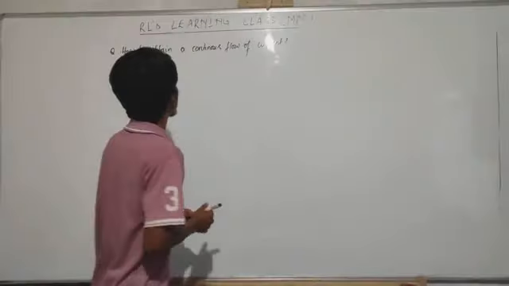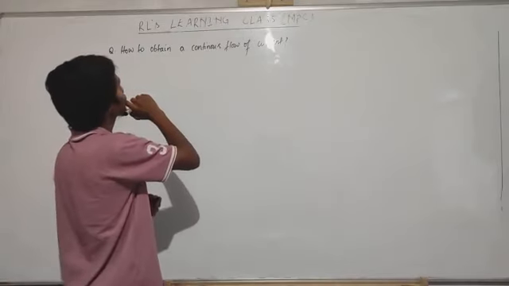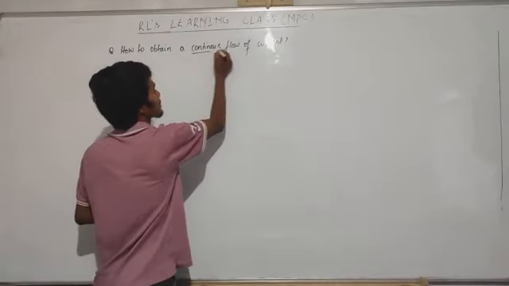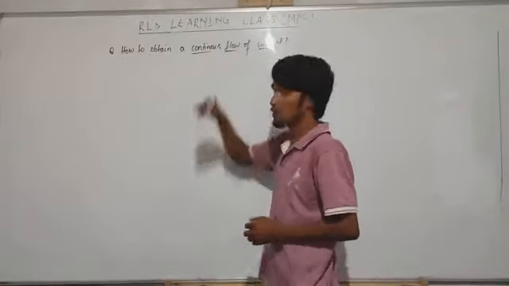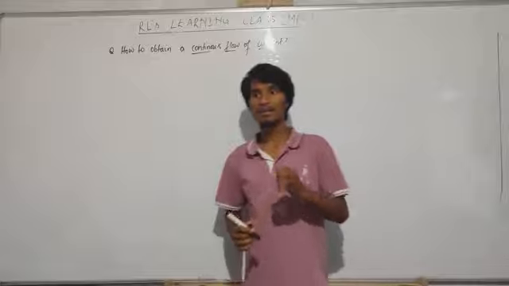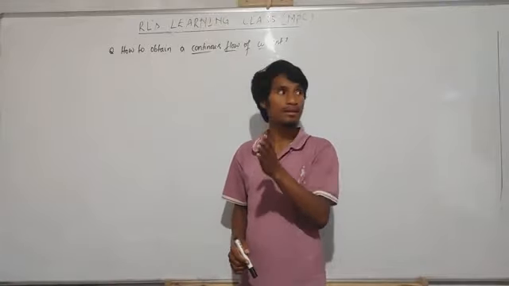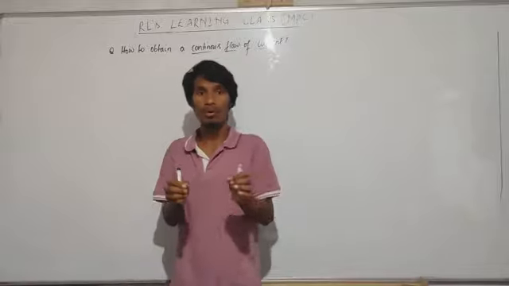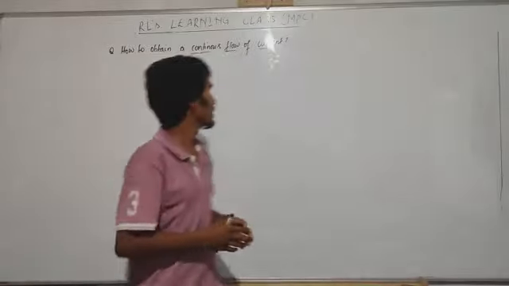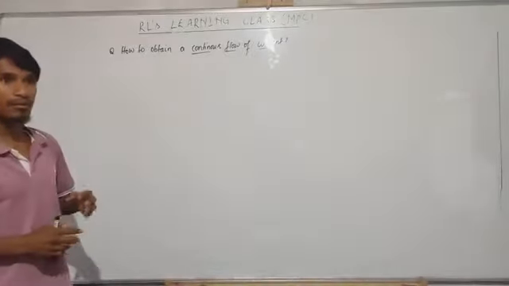Okay, now come to this. How to obtain a continuous flow of current? What's the meaning of continuous flow of current? Continuous flow of current means the current will flow continuously. It doesn't stop, and it doesn't go high or low. It remains the same. That's the meaning of continuous flow of current.